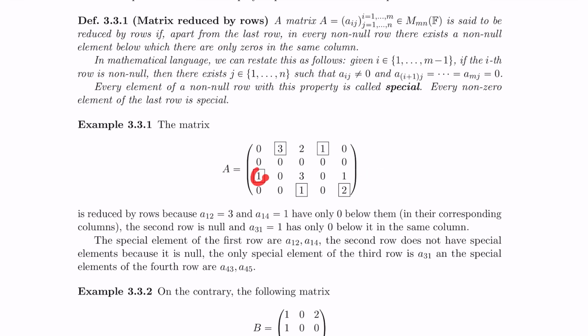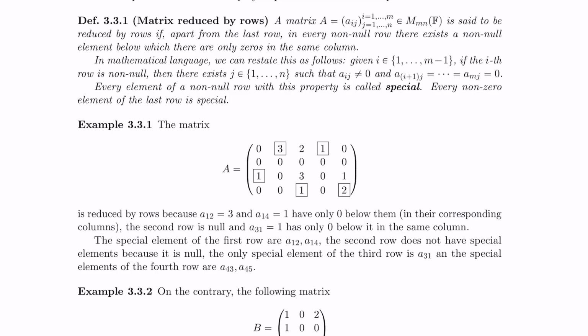As you can see here, such an entry is provided by 1 in this position. Finally, we have the last row, but in the definition of matrix reduced by rows, we don't ask absolutely anything on the last row. To conclude, the matrix A is reduced by rows.